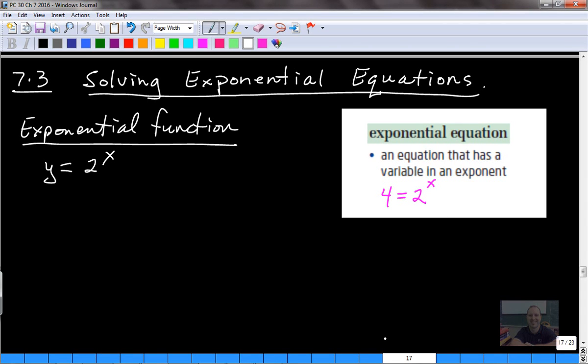All right, this lesson is 7.3, Solving Exponential Equations. If you're studying the Pre-Calculus 30 curriculum, it's in your textbook on page 358, 7.3. But anyways, we're going to be exploring how to solve exponential equations.